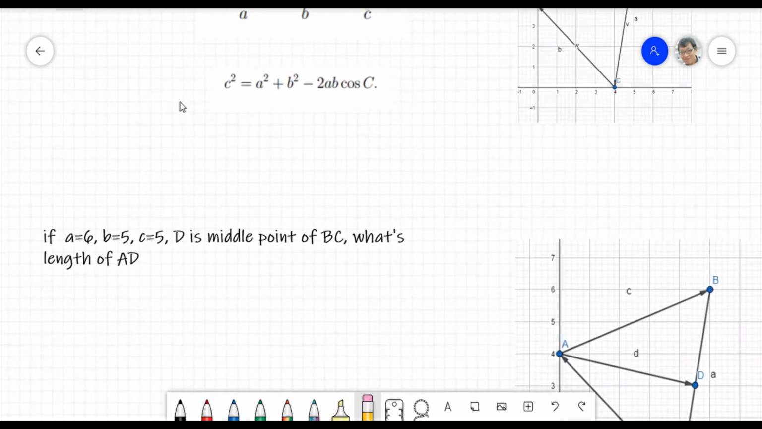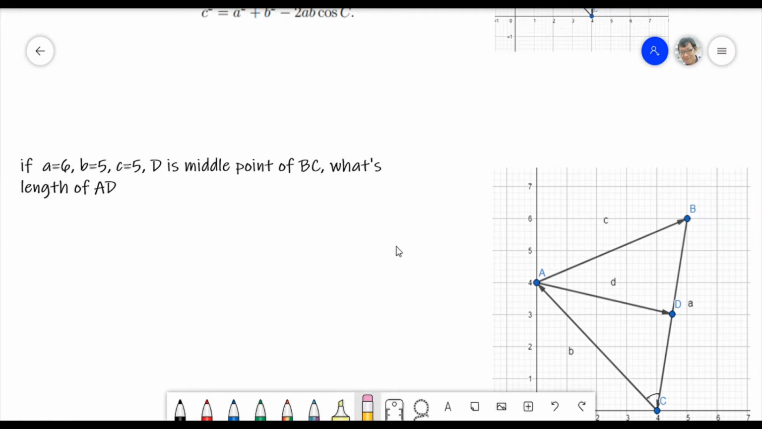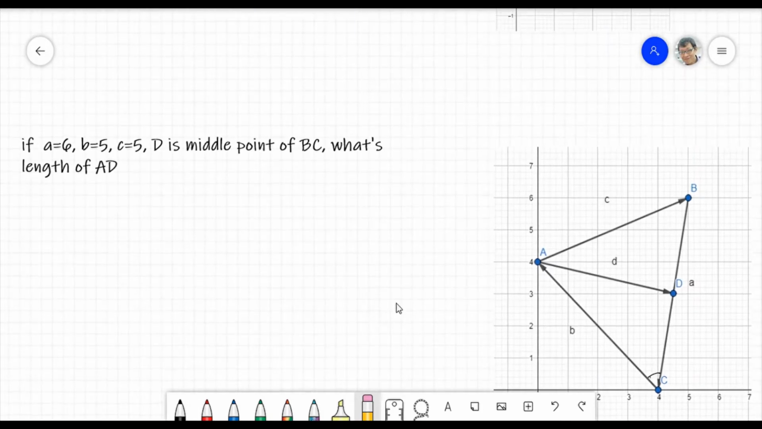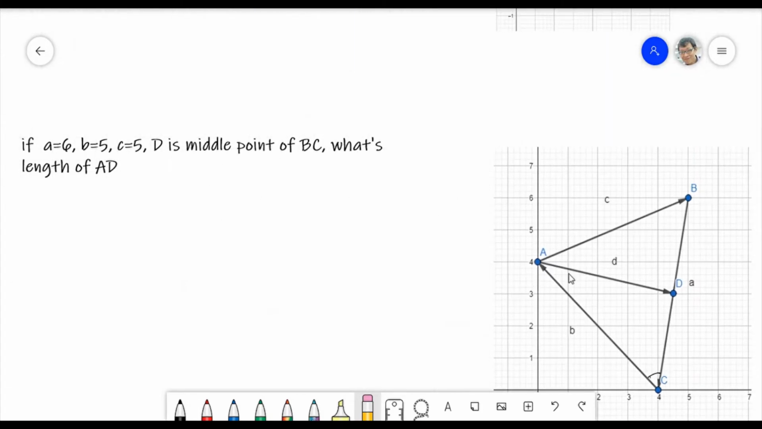So here, a, b, c are already written. Now a is 6. a is the length of what? BC, right? So b is the length of AC. And D is the midpoint, which means BD equals DC and equals 1/2 of a, right? Midpoint. What is the length of AD? Interesting, huh? What is the length of AD?